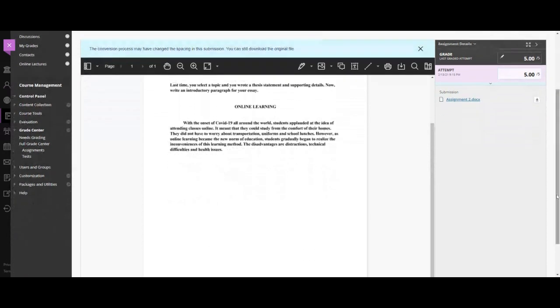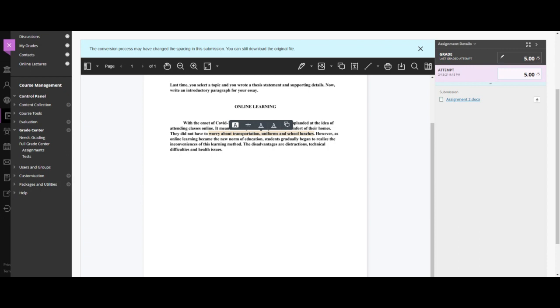Let's see, Shrath. Excellent, Shrath has a very excellent introduction. With the onset of COVID-19 all around the world, students applauded at the idea of attending classes online. Excellent. This is general into specific. It meant that they could study from the comfort of their homes. They didn't have to worry about transportation, uniforms, and school lunches. However, this is a kind of introduction. Last time we talked about it. It's the opposite of what you are going to talk about. Now you present something and you talk about the opposite thing. This is a way of attracting your readers to a certain topic, and your reader will discover that you are going to talk about the opposite side of this topic.